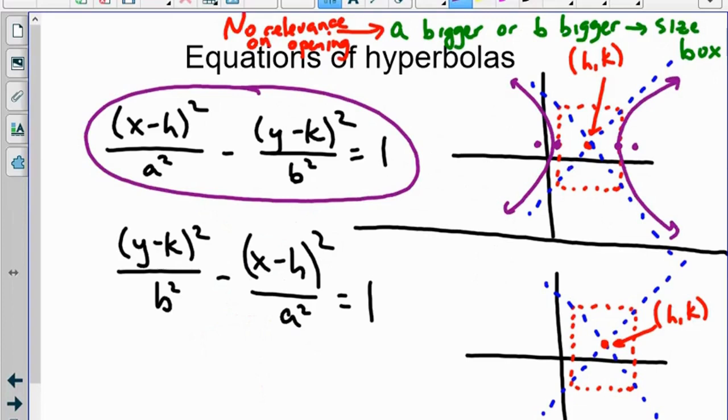When we had (y minus k) squared over b squared as the positive term when it equals 1, that means our vertex points are in the y direction, our focus points are in the y direction, and our hyperbola opens in the y direction. So if the x term is positive, our graph will look like this, where both things are opening left and right. If our y term is positive, it will open where things are going up and down.